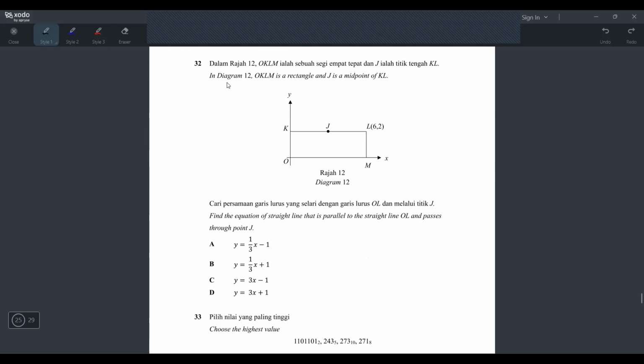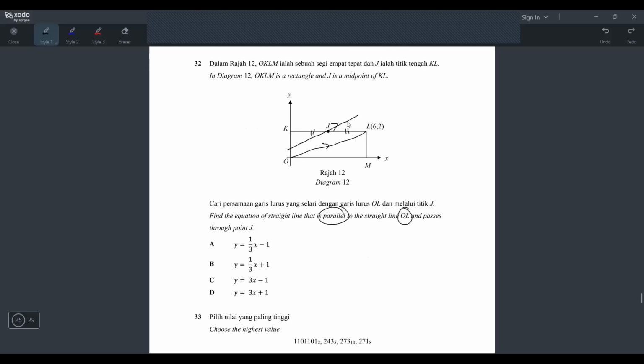Okay, let's continue with question 32. In diagram 12, OKLM is a rectangle. Okay, I can see it. J is a midpoint, so this distance here and this distance here will be the same because it's the midpoint. Find the equation of a straight line that is parallel to OL and passes through point J. Where is OL? O to L. So I think I have to find a line that is parallel to OL.